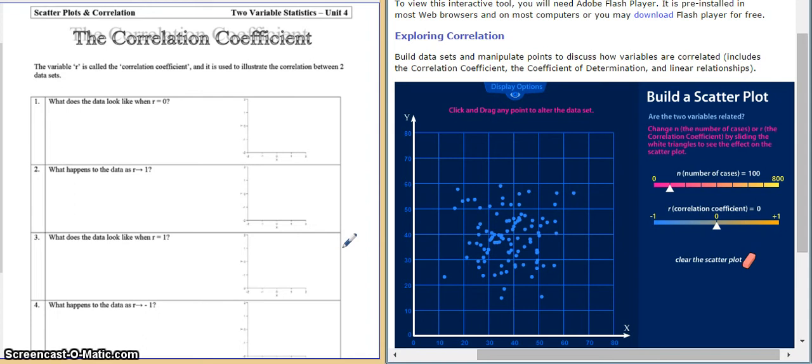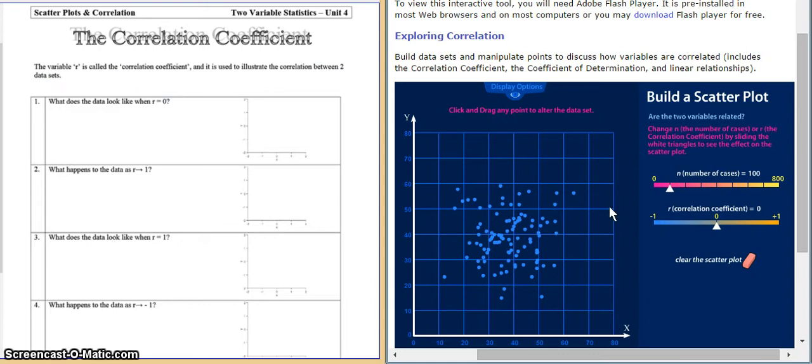Welcome to part 2 of the scatter plots and correlation video. What you're going to learn is about a variable called the correlation coefficient. The variable r is called the correlation coefficient, and it is used to illustrate the correlation between two sets of data.